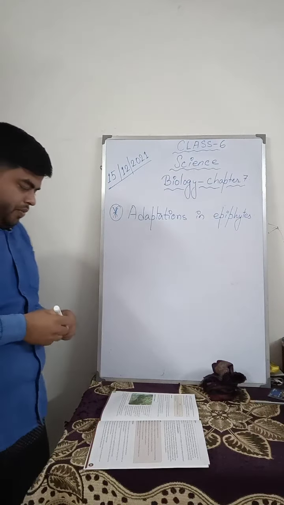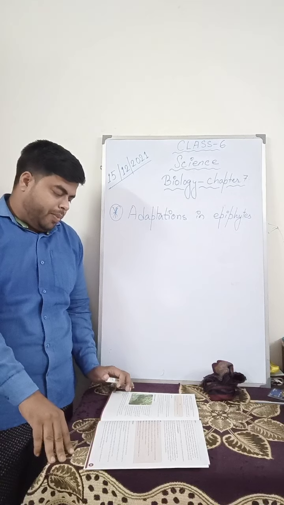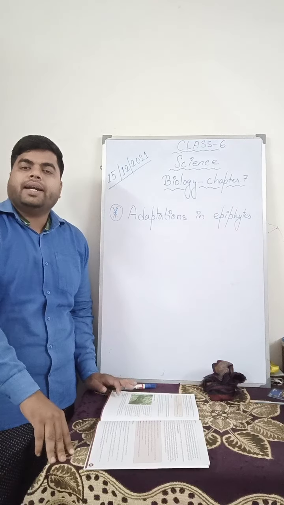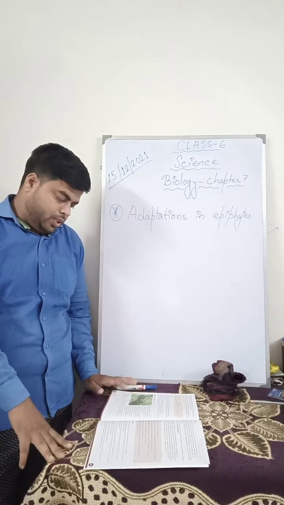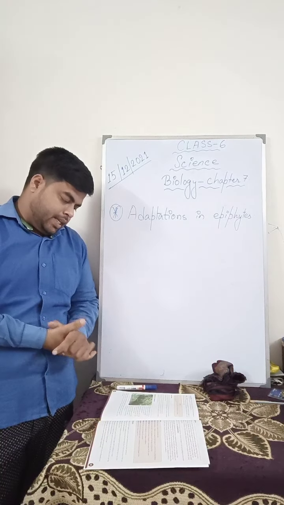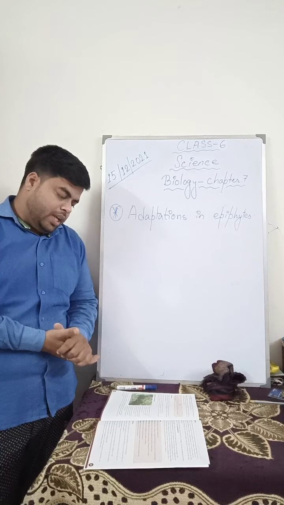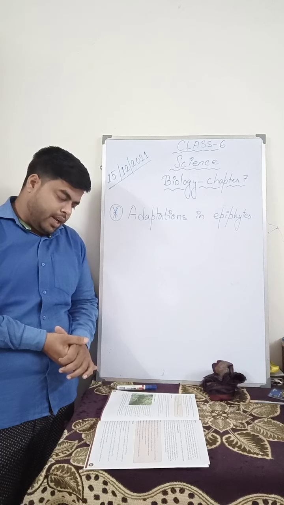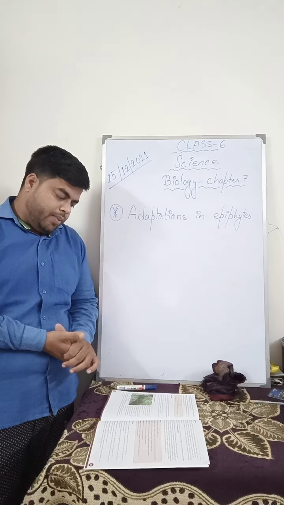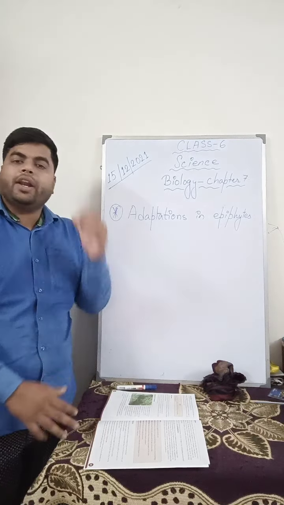Adaptation in epiphytes. Epiphytes are plants that have hanging roots which take the nutrients from the air. So, what are the adaptations? Let us see. Epiphytes have adapted to live on the branches of tall trees so that they are able to access sunlight that plants on lower levels of a rainforest canopy cannot.